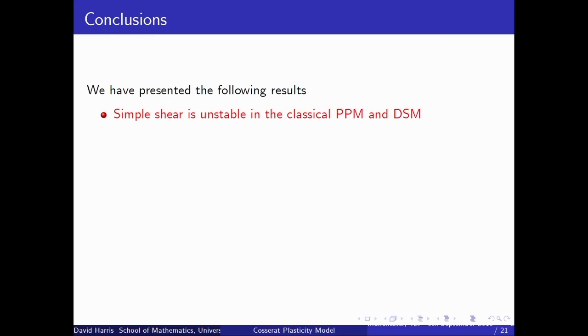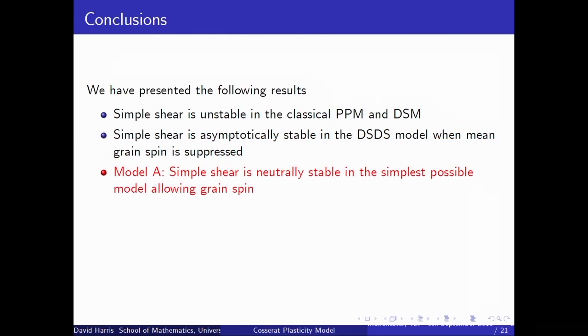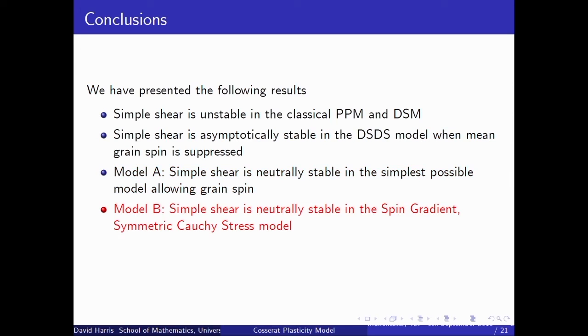So I'll go straight to conclusions and say that simple shear is unstable in classical models. It's asymptotically stable in the DSDS model, which means that we can use it for classical problems and get nice, stable solutions. The first kind of Cosserat model I chose had neutral stability. The second one, again, neutral stability. And in the third one, I haven't yet completed the calculations. It looks as though I have to stop. Okay, thank you very much.